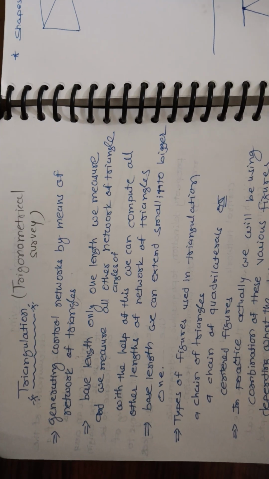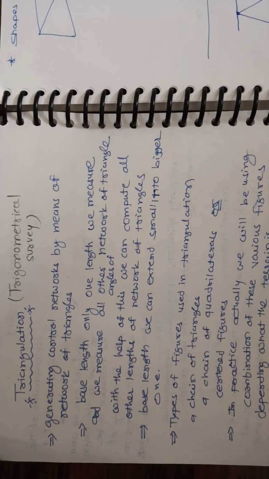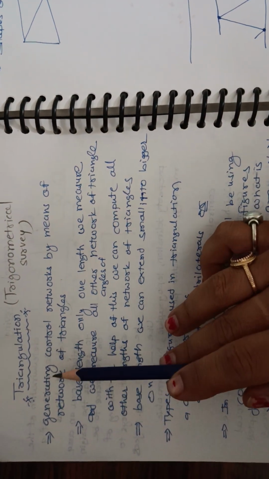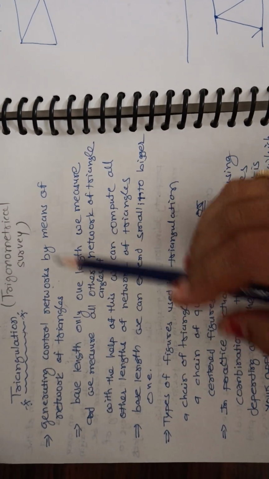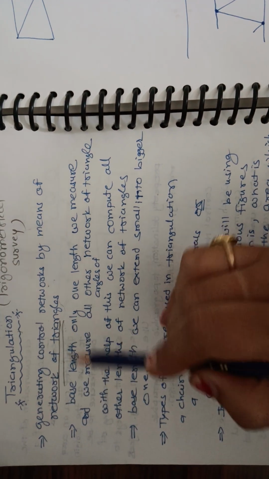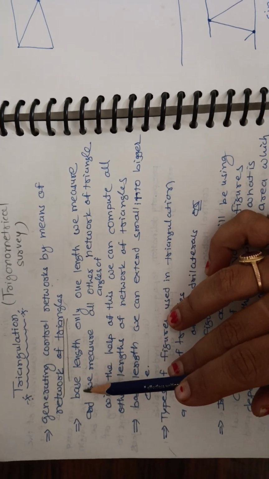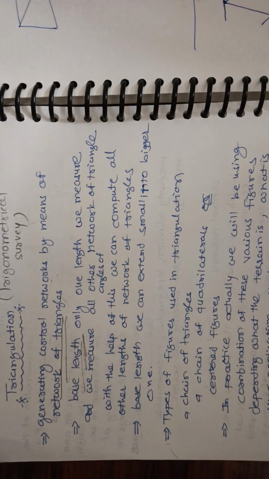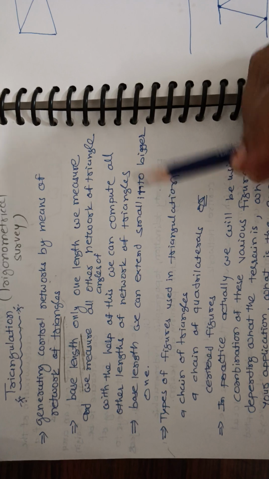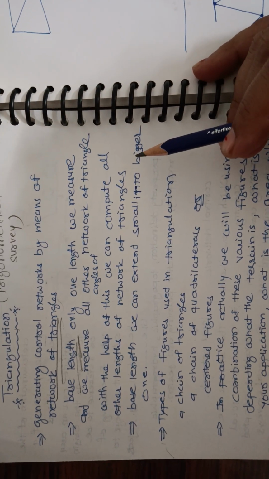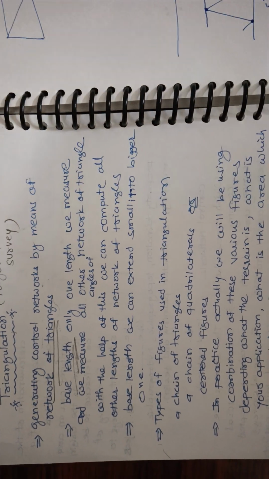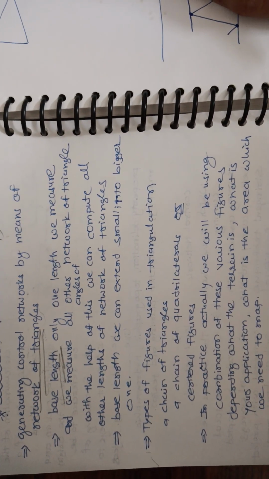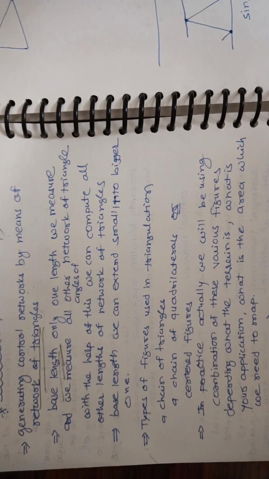So now let's focus on triangulation, or you can say trigonometrical survey. In triangulation, we generate a control network by means of a network of triangles. In this network of triangles, we measure only the base length and all the angles, and with the help of these we can compute all other lengths of the network. So the base length can be extended from a small one into a bigger one.